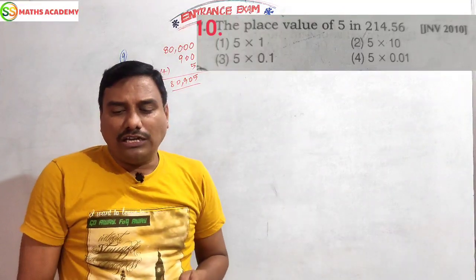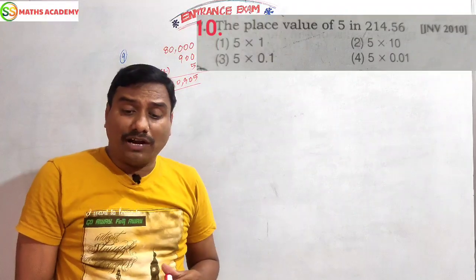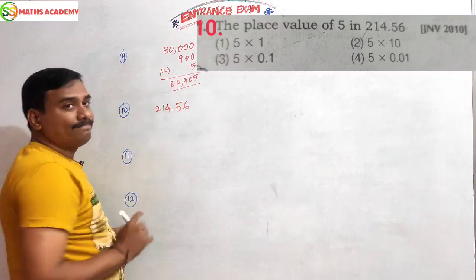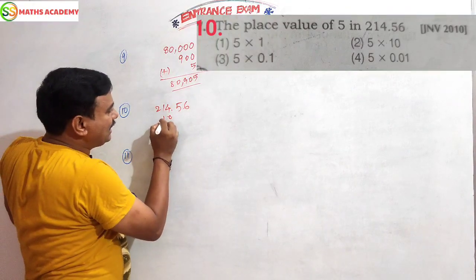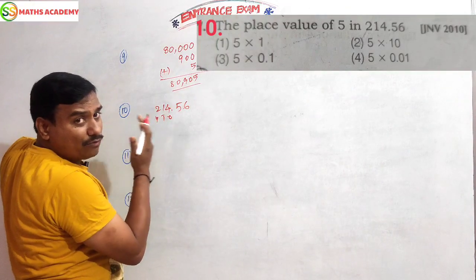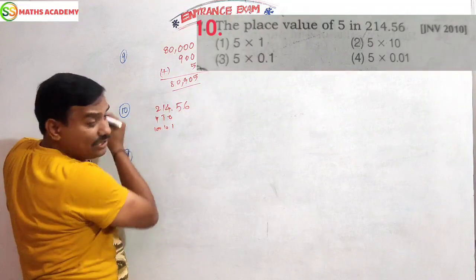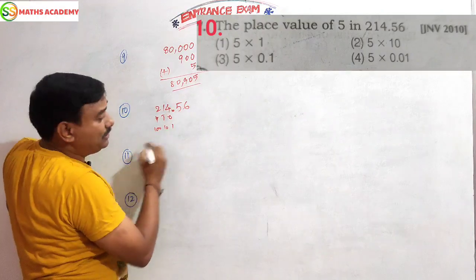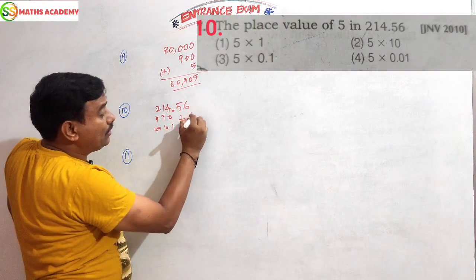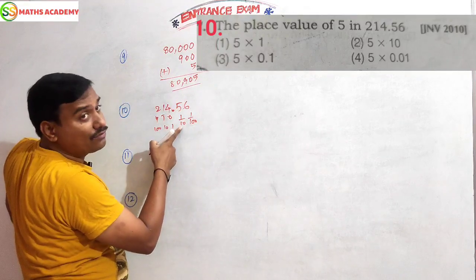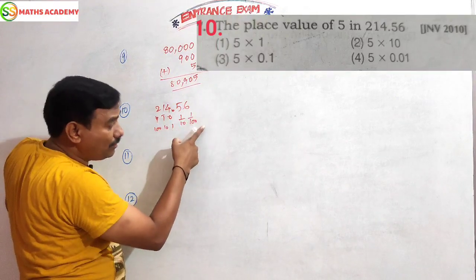Yes, the place value of 5 in 214.56. Simple, friends. I told you, here it is ones, tens, hundreds. It is decreasing by a factor of 10 like that. Here, when the decimal is there, you can take 1 by 10, 1 by 100, that is very important. Here 1 will not come, 10 will start: 1 by 10, 1 by 100, 1 by 1000.